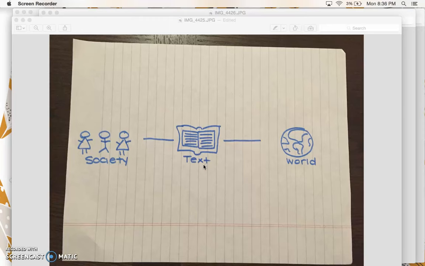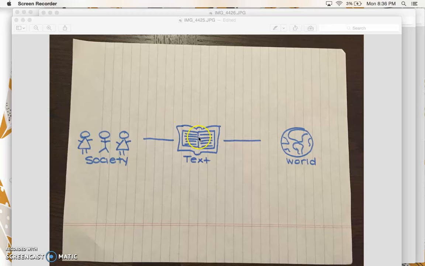This can be the focus of where we are looking for meaning, or we can be using the text as a tool to learn more about information in several places. We can use the text to learn more about the way the world works. We can also use the text to learn more about the way society works.